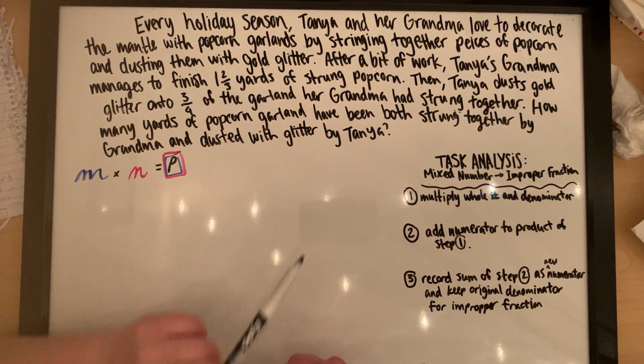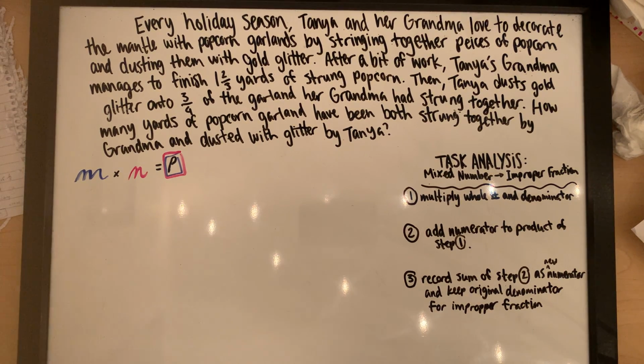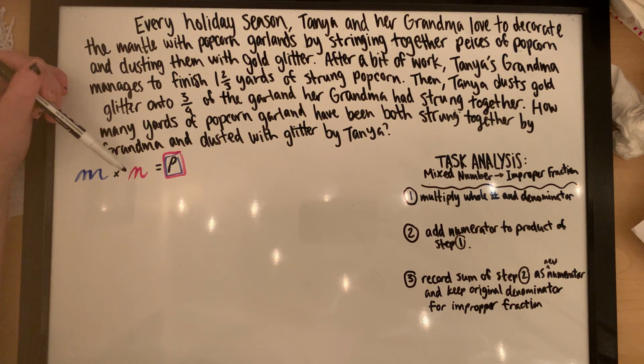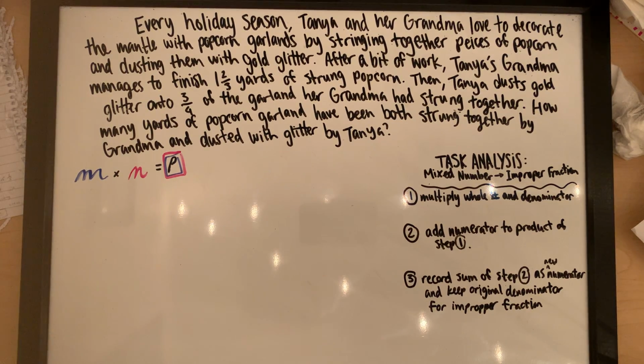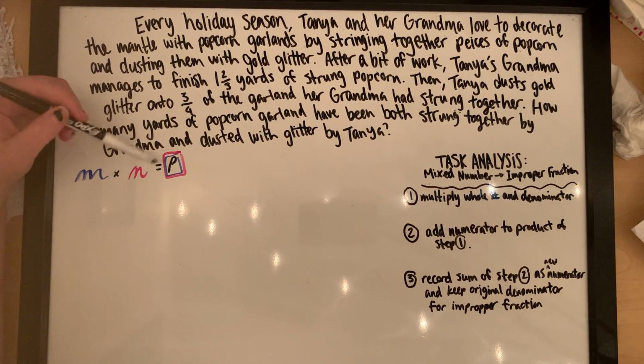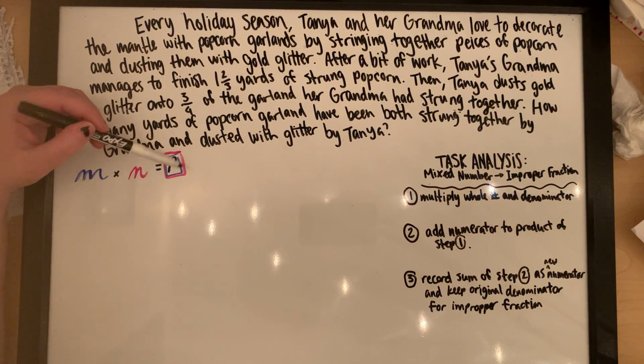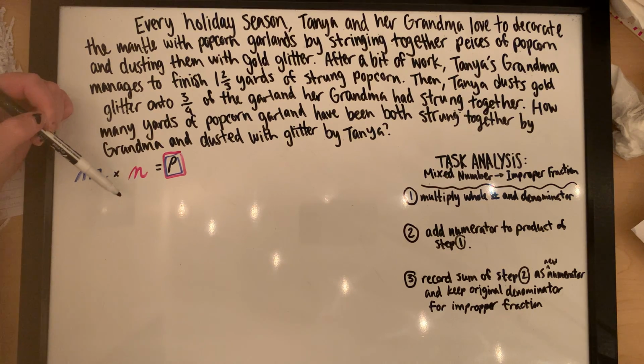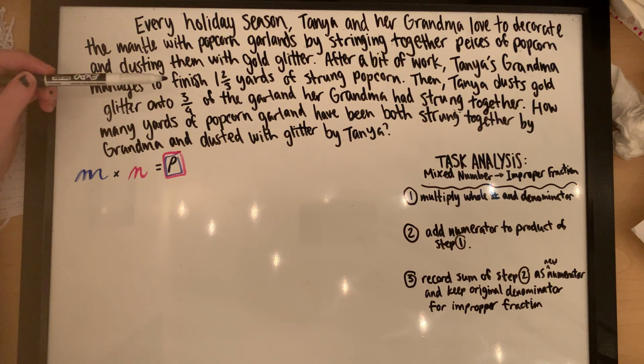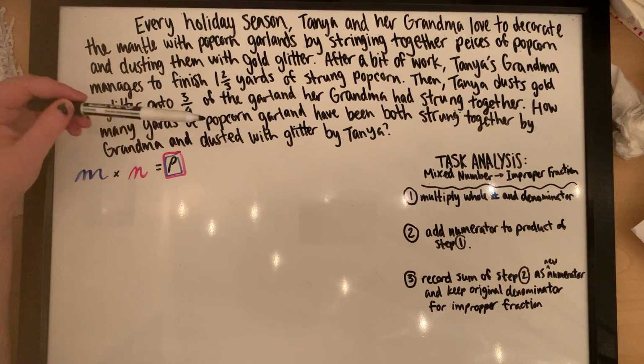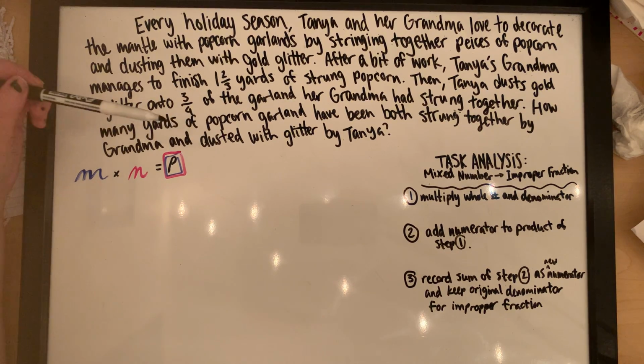So let's identify our values. Our n value is going to be, remember from our tip, our n value and our p value are most likely going to have similar describing words. And looking at this problem, let's start with our p value, which is going to be the easiest. How many yards of popcorn garland have been strung together by Grandma and dusted with glitter by Tanya?